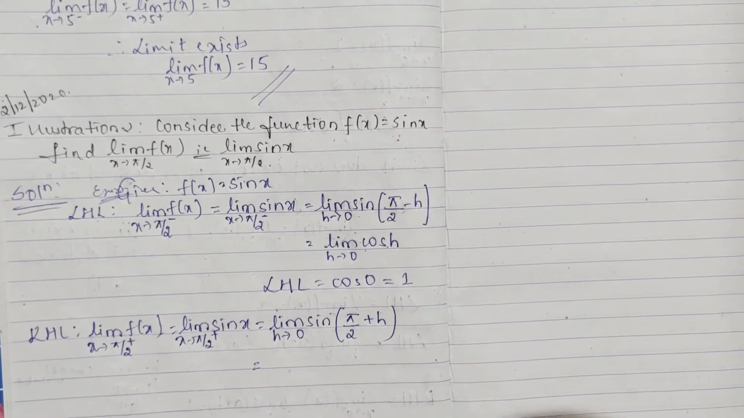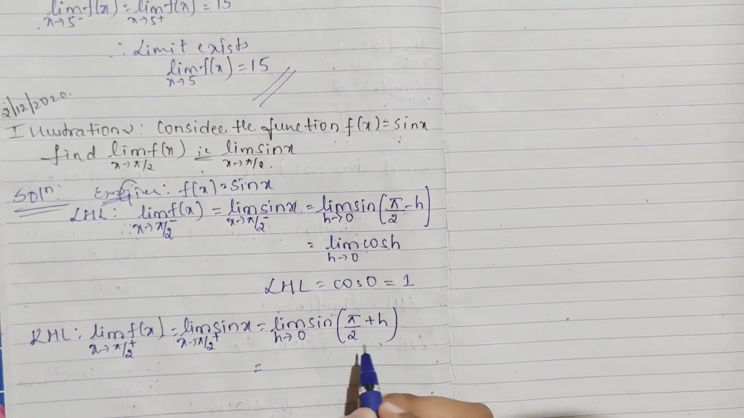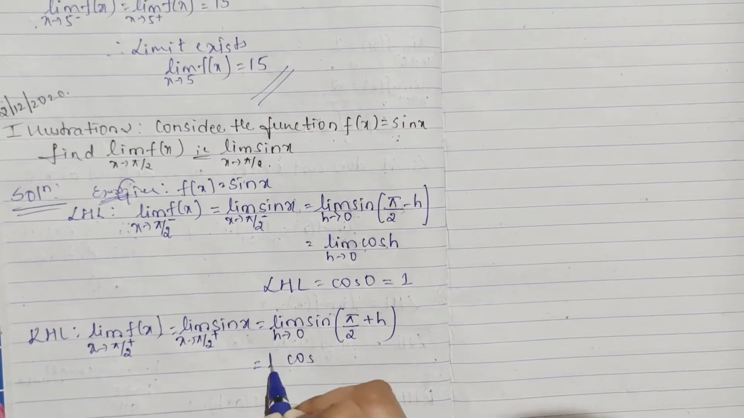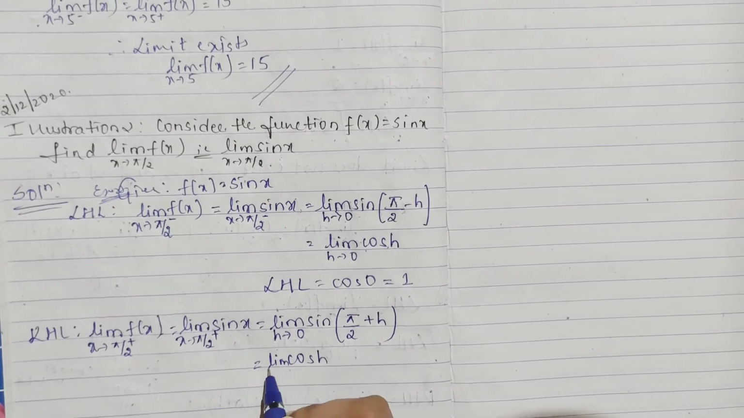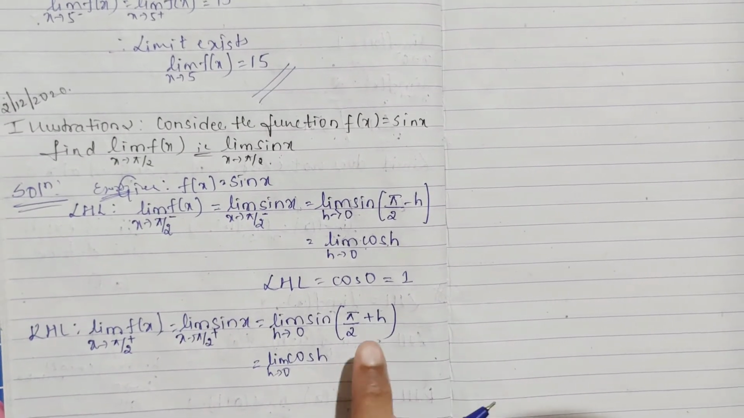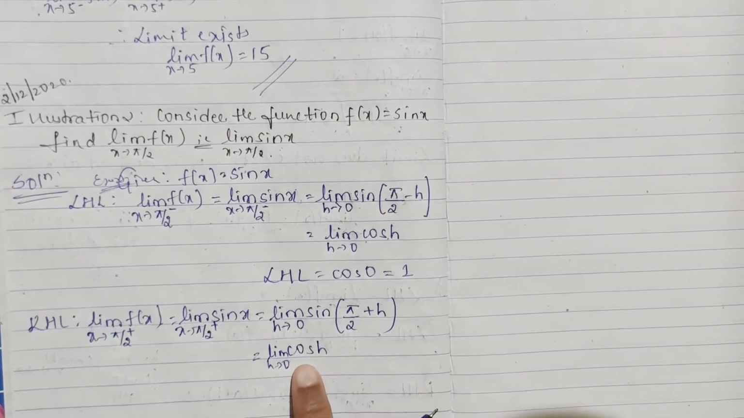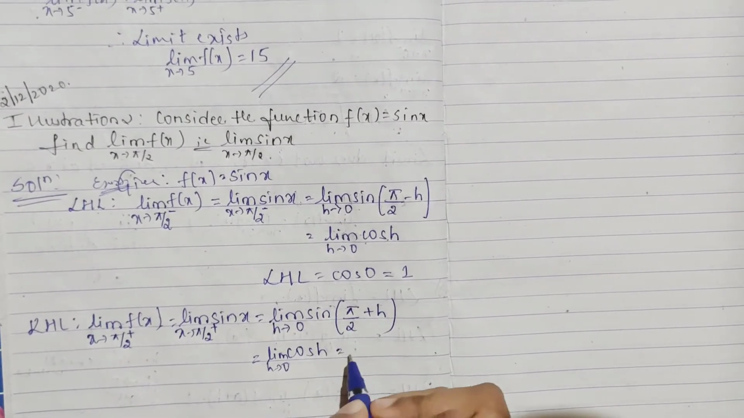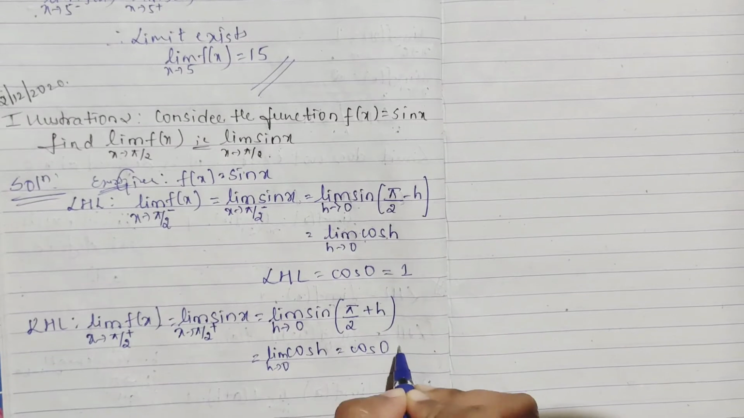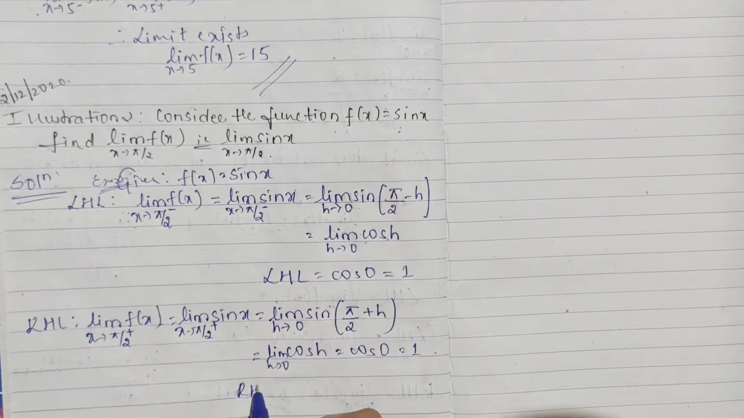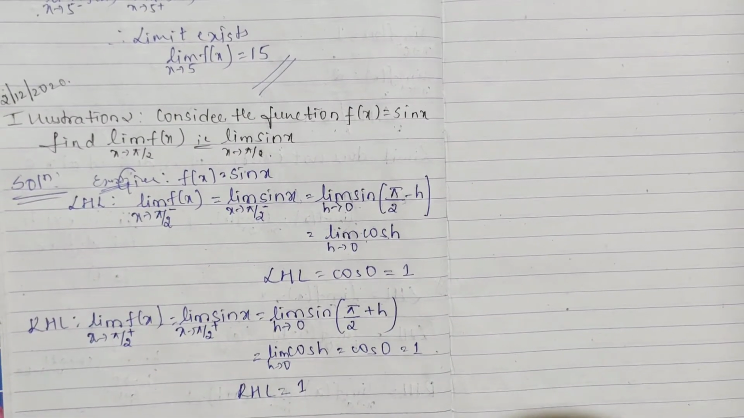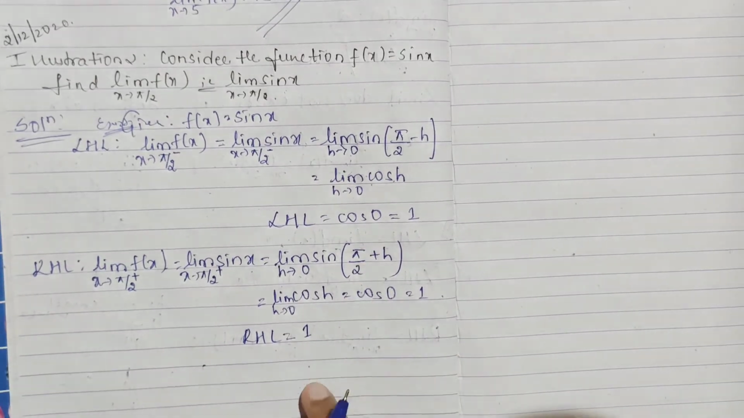So limit sin of pi by 2 plus h, again it is on the y-axis, so it becomes cos h as h tends to 0. And pi by 2 plus h means it is the second quadrant. In the second quadrant sin is positive. So cos 0 again is 1. So RHL also you are getting as 1. So you can see LHL and RHL are equal.